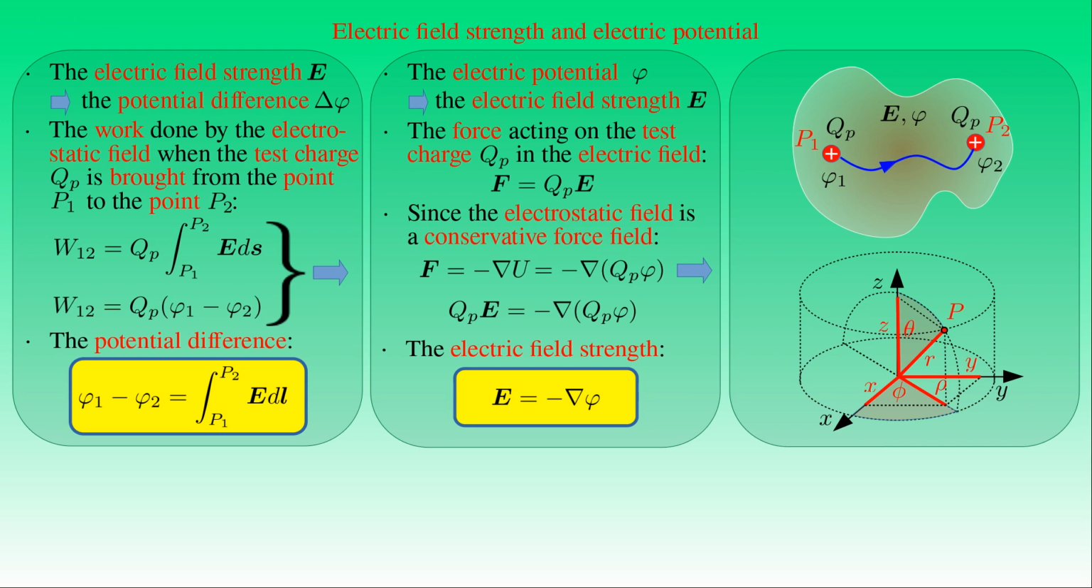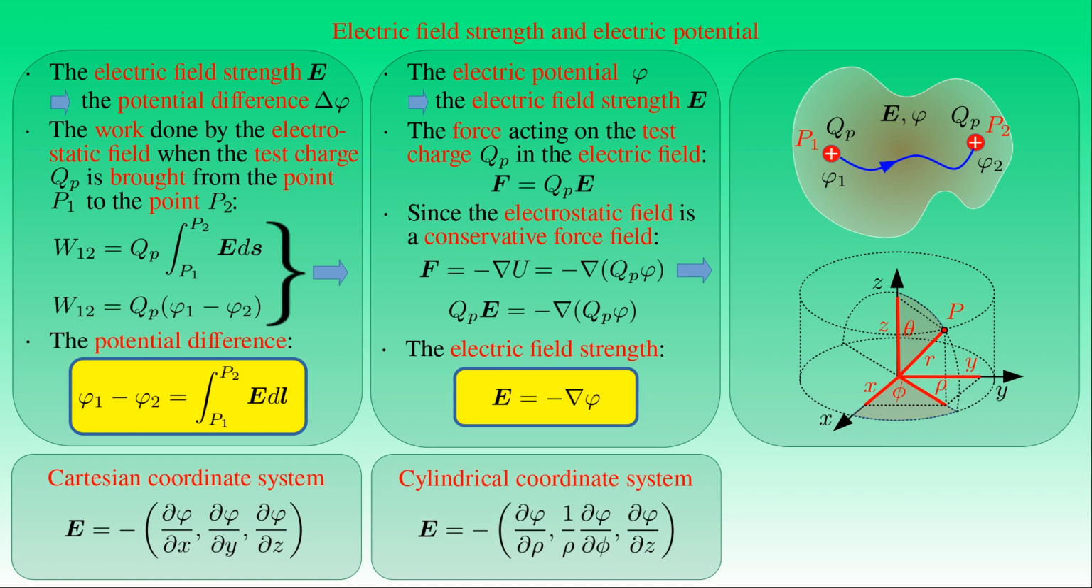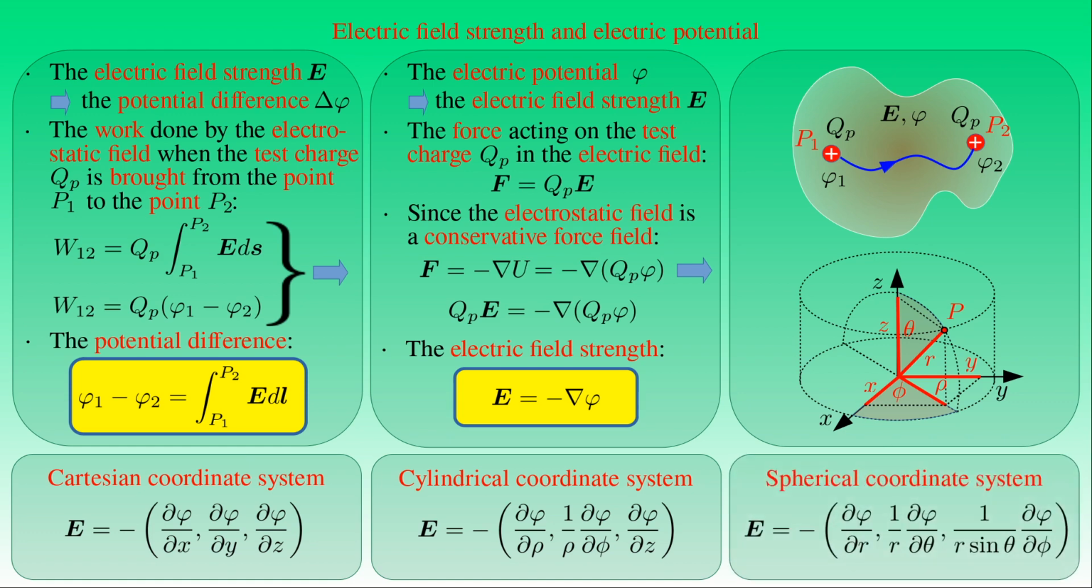In the Cartesian coordinate system, the components of the negative gradient of the potential phi are equal to minus the partial derivatives of phi with respect to the coordinates x, y and z. The components of the negative gradient of the potential in cylindrical coordinates are given by minus the partial derivatives of phi with respect to the coordinates ρ, phi and z, where the derivative in the phi component of the gradient is divided by ρ. In the spherical coordinate system, the components of the negative gradient of phi are given by minus the partial derivatives of phi with respect to the coordinates r, theta and phi, where the derivatives in the theta and phi components of the gradient are divided by r, and r times sine theta, respectively.